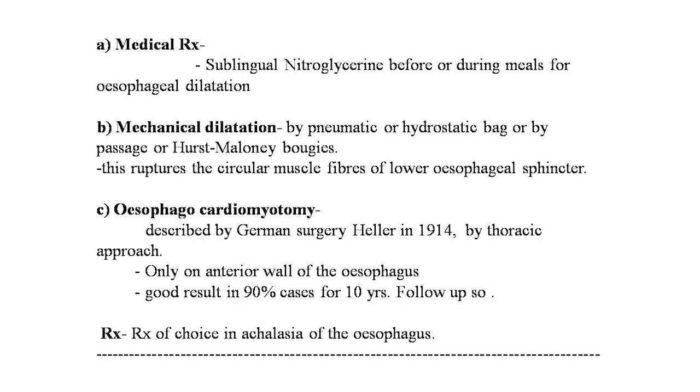These ruptures the circular muscle fibers of the lower esophageal sphincter. Third is the esophagocardiomyotomy described by German surgeon Heller in 1914 by thoracic approach, only on the anterior wall of the esophagus. Good result in 90% of cases for minimum 10 years of follow up.